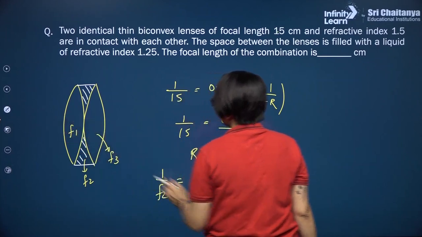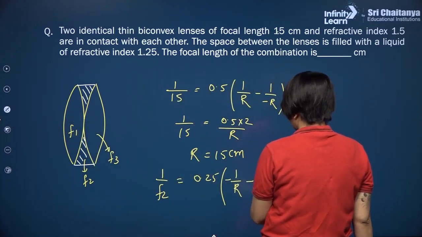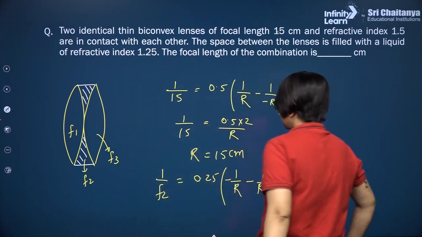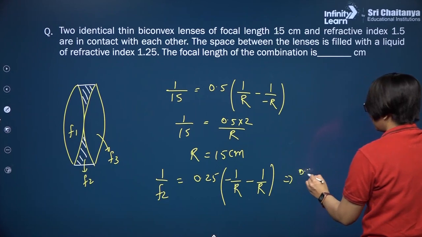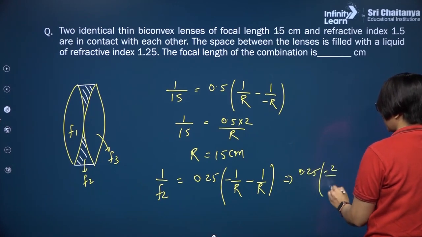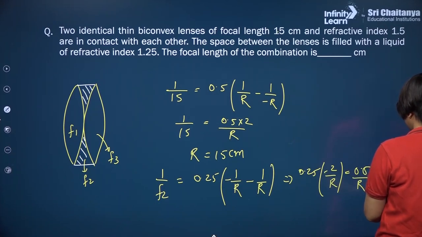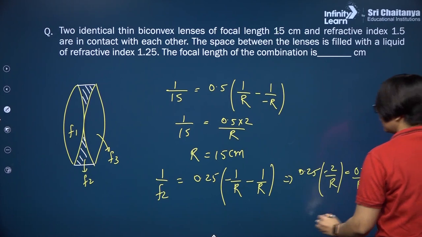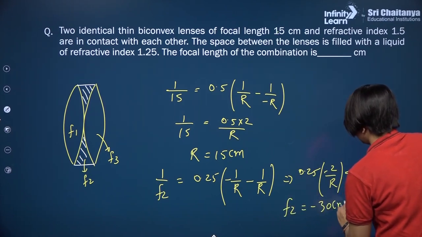1 upon R1, it is negative. Minus 1 upon R2, R2 will be positive. Okay, so it is 0.25 times minus 2 upon R. So it is minus 0.5 times R, right? So it is 1 upon 2R with negative sign. So F2 will be minus 2R, which is minus 30 centimeter.